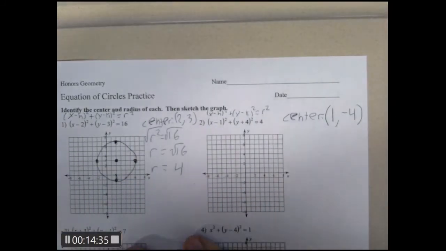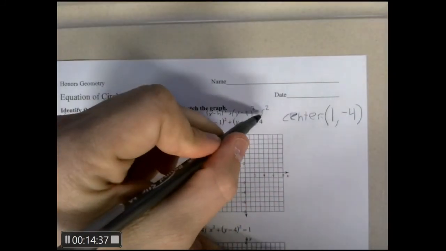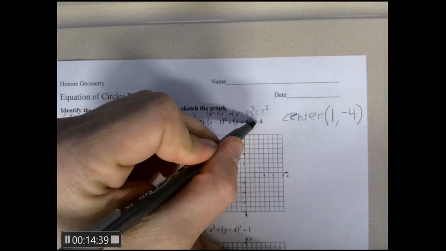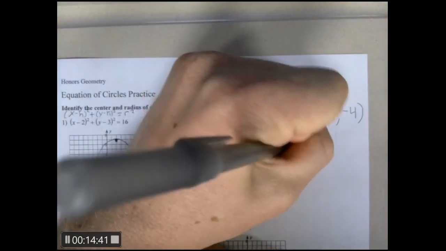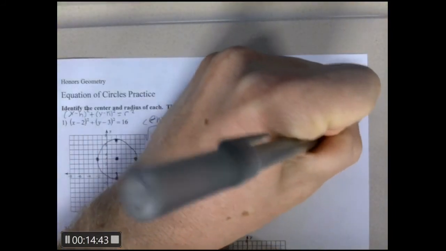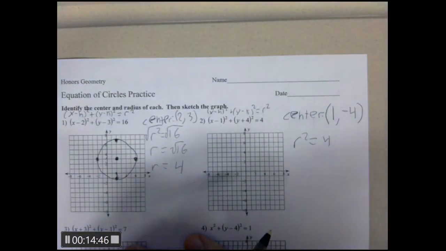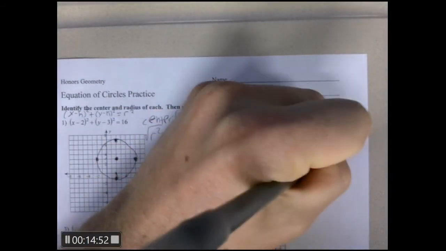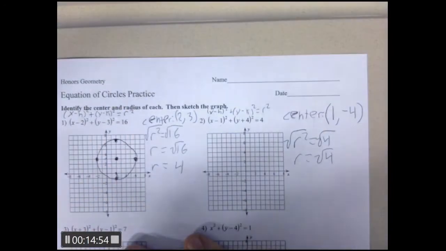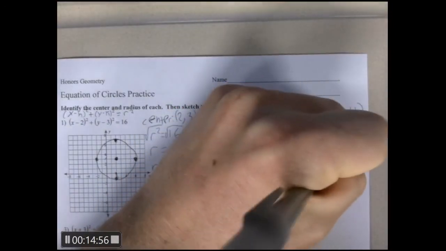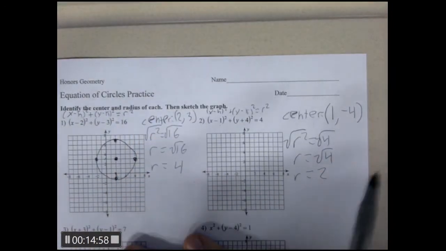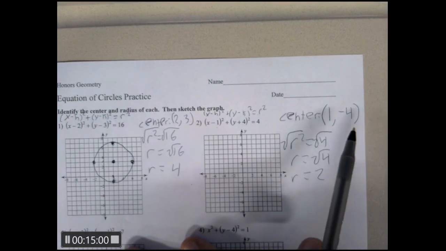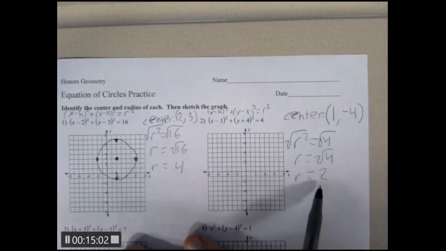Cool. Then our radius, we just match up our r squared with our 4. So r squared equals 4. I'll take the square root of both sides. r equals square root of 4. So r is going to equal 2. So my center is 1, negative 4, and my radius is 2.